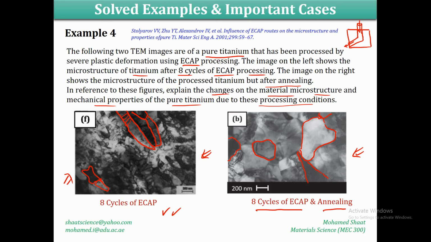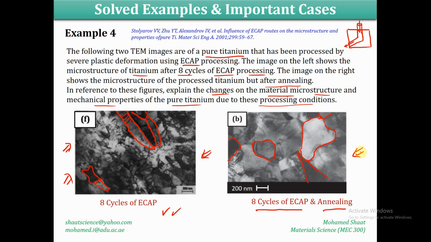So there are two strengthening mechanisms that can explain why the strength of the titanium has been increased after 8 cycles of ECAP: strain hardening and the grain size reduction. But there is no alloying here. We are still talking about the pure titanium, and there is no alloying process that is going to take place for this application. And also, what about the ductility? The ductility definitely is going to decrease because of the strain hardening, as we explained.